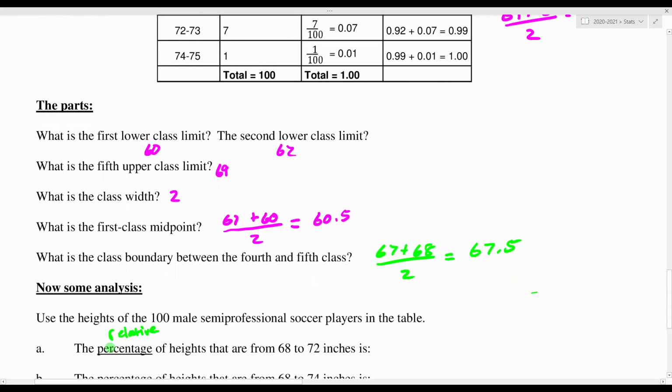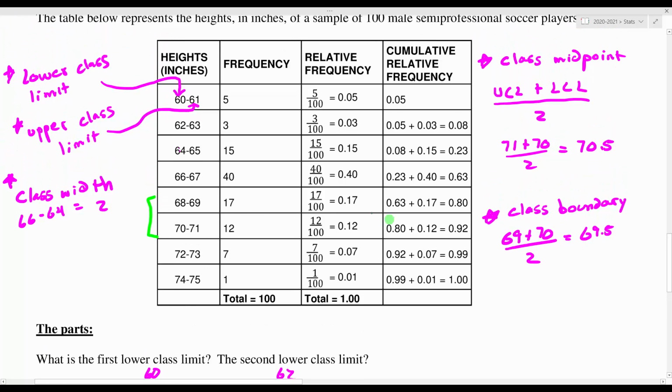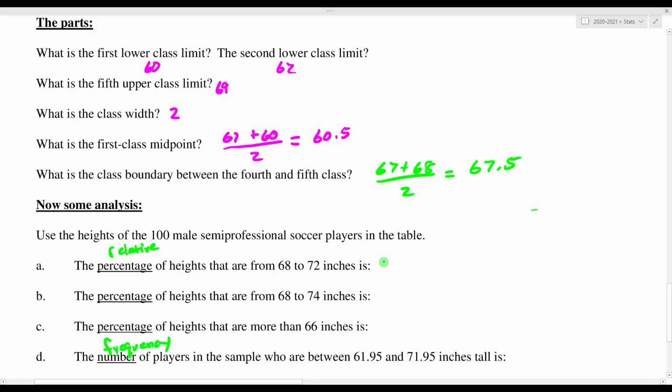So remember that we had underlined percentage. I'm going to go over to my relative frequency column over here, right? And I got 17% of my players ended up here in this interval. Another 12% ended up here in this interval. So to get my total percentage, I could just add 17% and 12%. Right? So we would say 29% of players fell in between 68 and 72 inches.